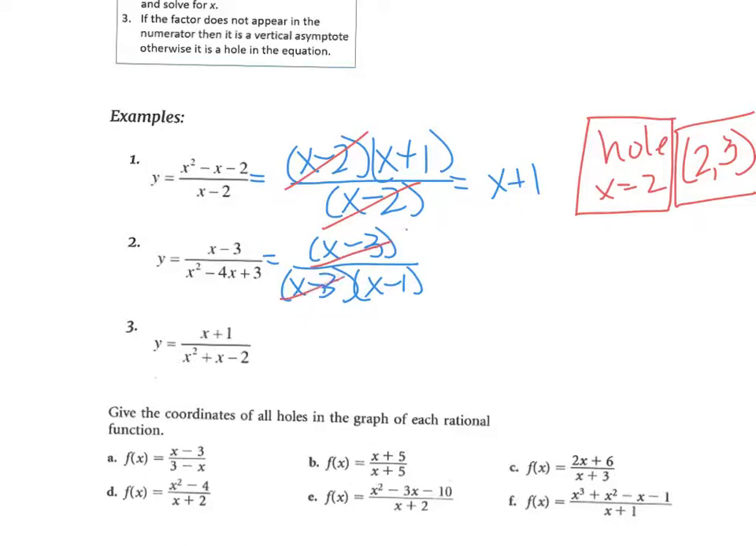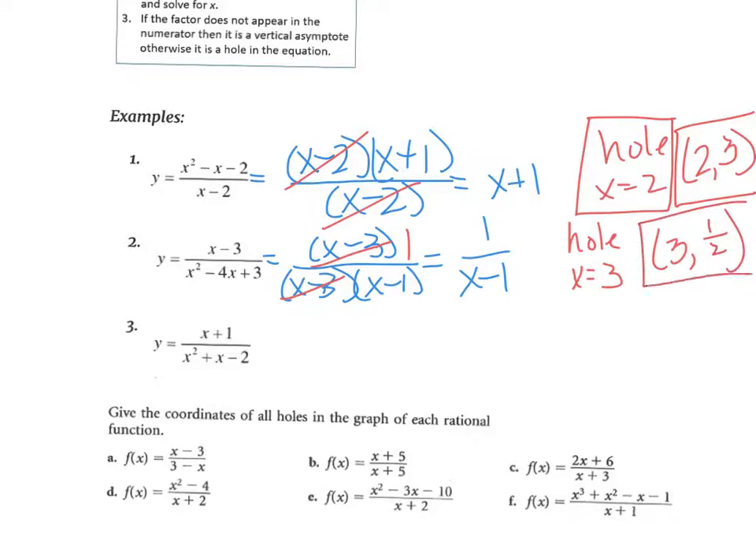But that time it leaves me a 1 in the numerator. My equation simplifies into 1 over x minus 1. That's where you're going to need to calculate that hole. This time my hole is at x equals 3, and it's a coordinate of 3 what? If I plug a 3 in for x, I get 1 over 3 minus 1. 3 minus 1 is 2. That is 1/2. I would have a hole at 3, 1/2. So the coordinates of the hole when I plot it are 3, 1/2.